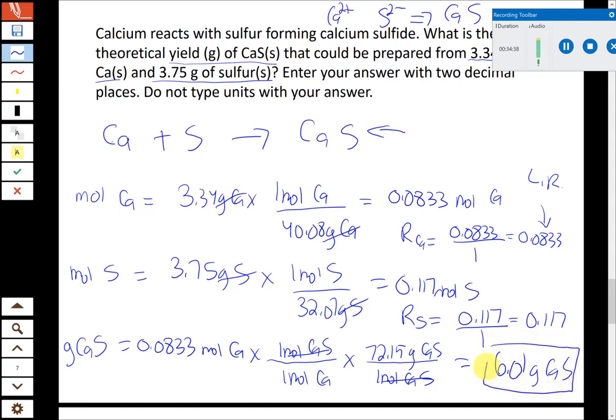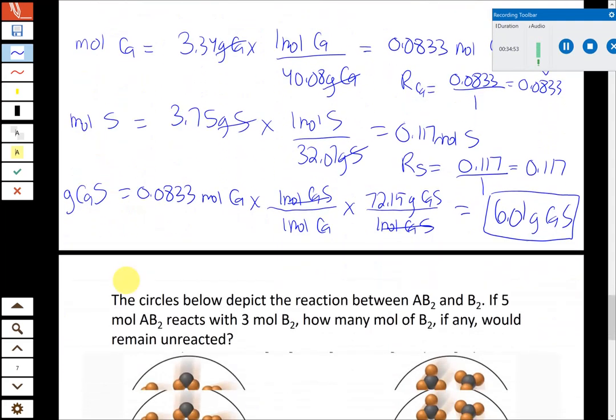Now, if we'd started the calculation with sulfur, we would have gotten a number that's larger than this, which is not correct because sulfur is our excess reactant. We have to always start with the limiting reactant, which in this case is calcium. All right, so that's another sort of thing that can come up in these types of problems, limiting reactant.